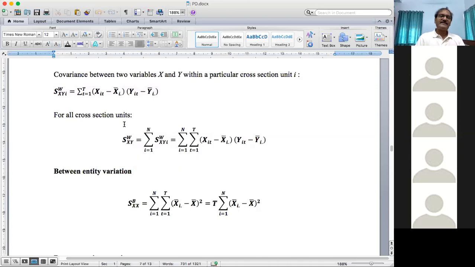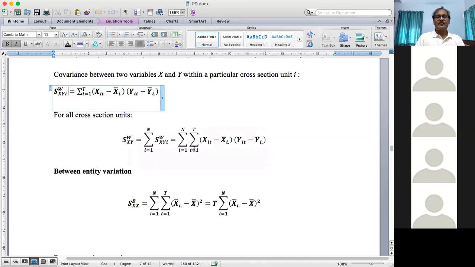So you have to take the sum again across I. At this stage, to find the covariance term for a particular cross section unit, we have taken the sum over time, and to consider all cross section units, you have to take the sum of this sum of the cross product across the cross section units. So I varies from 1 to n.